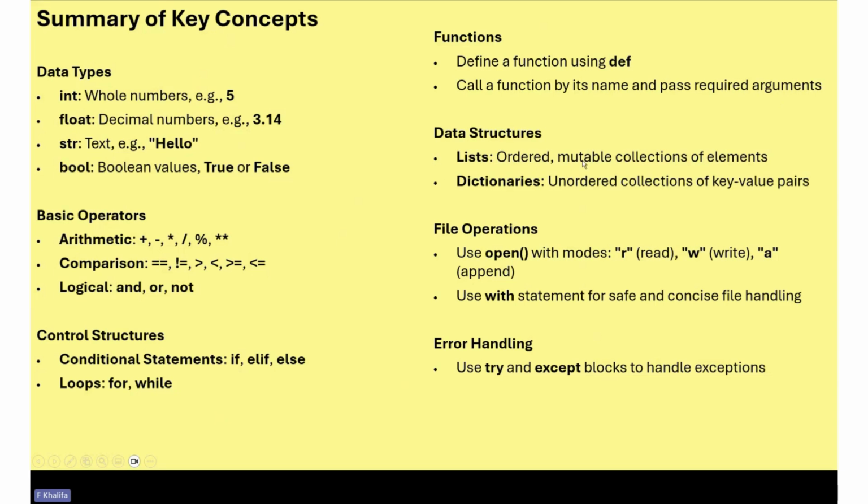We've got lists, ordered, mutable collections of elements. We've got dictionaries that are unordered collections of key value pairs. We've got file operations. So we use open with modes read, write, and append, which is adding to a file. And use the with statement for safe and concise file handling. Error handling: use try and except blocks to handle exceptions.